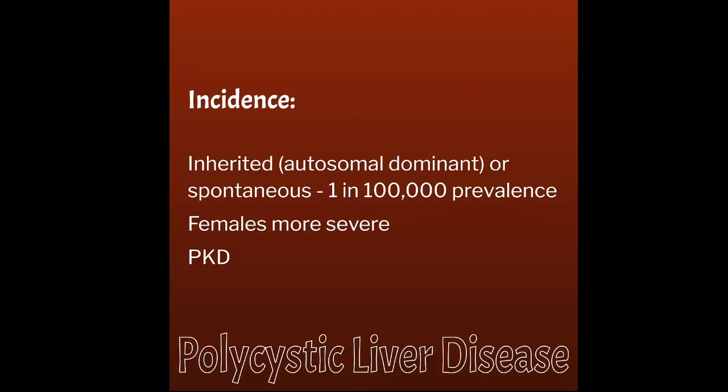Females tend to have the disease more severely. Cysts respond to estrogen in a different way. And so with that extra estrogen in the body, it makes sense then that females are going to have an increase or more severity of these cystic properties. The other thing that we see with polycystic liver disease is that patients commonly have concurrently polycystic kidney disease along with it.